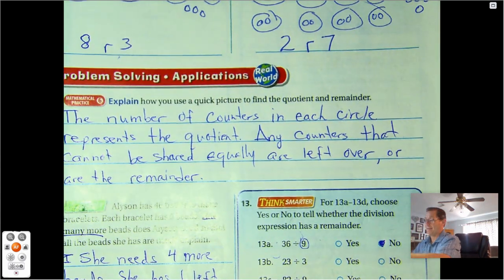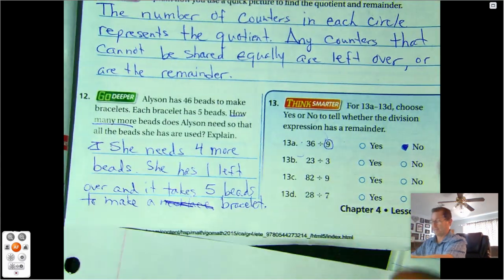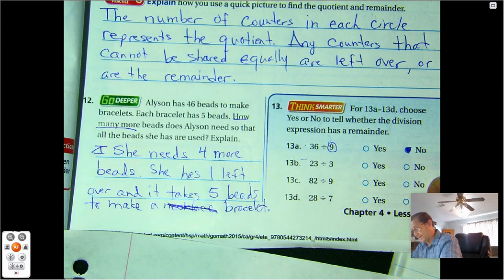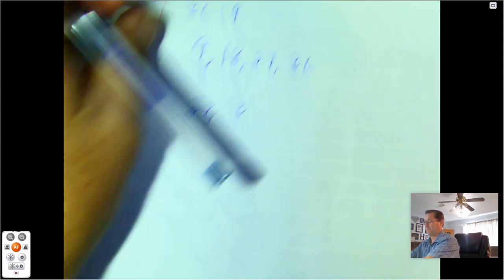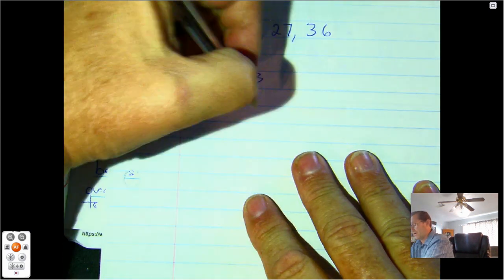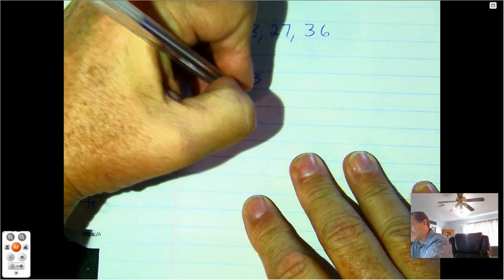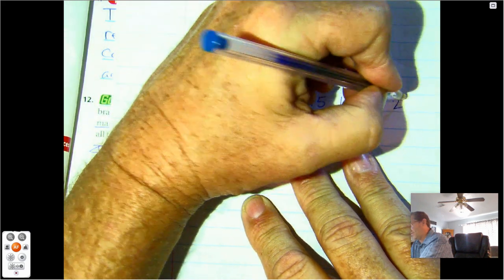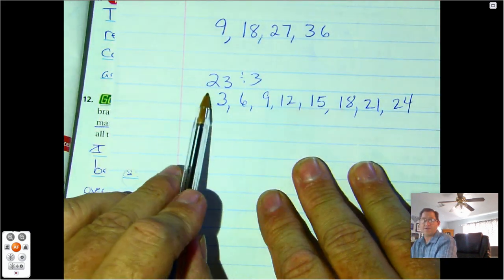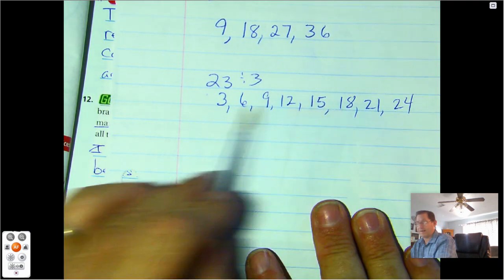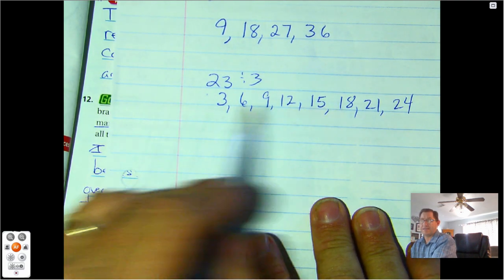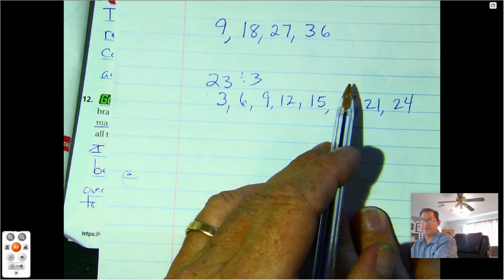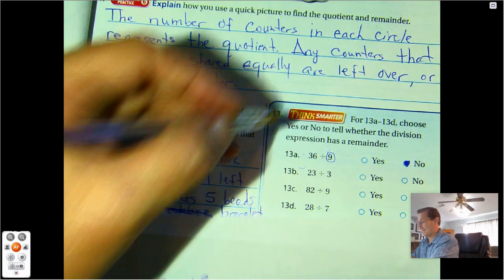Okay, how about 23 divided by 3? Well, let's skip count 3s. 3, 6, 9, 12, 15, 18, 21, 24. Well, I passed 23, and I never said 23 when I was counting. So this one has to have a remainder. It would be 7 remainder 2.